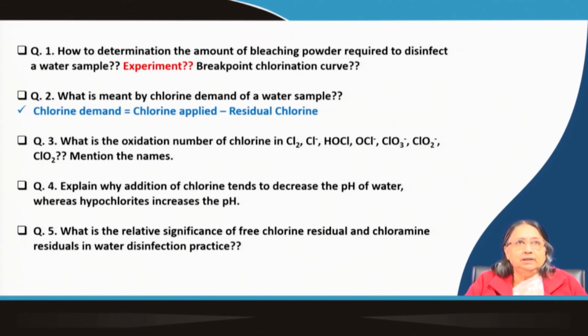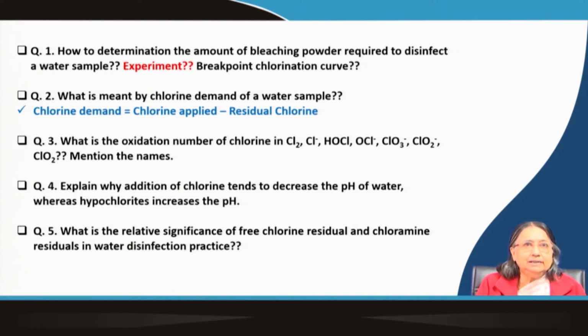What is the demand? Chlorine demand is chlorine applied minus residual chlorine. Then there are so many compounds you have seen: chlorine, this 0 state, then chloride, then HOCl, OCl minus, ClO3 minus, ClO2 minus, ClO2 gas. So what are the names? And what is the oxidation state of chlorine there? Though this is very interesting.